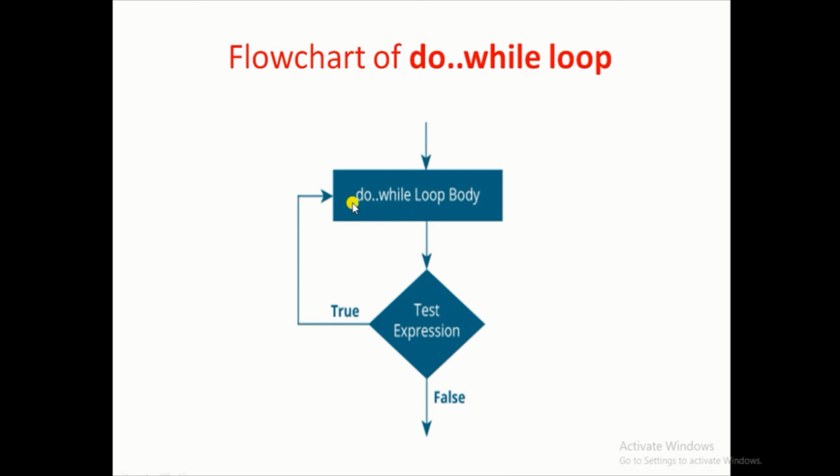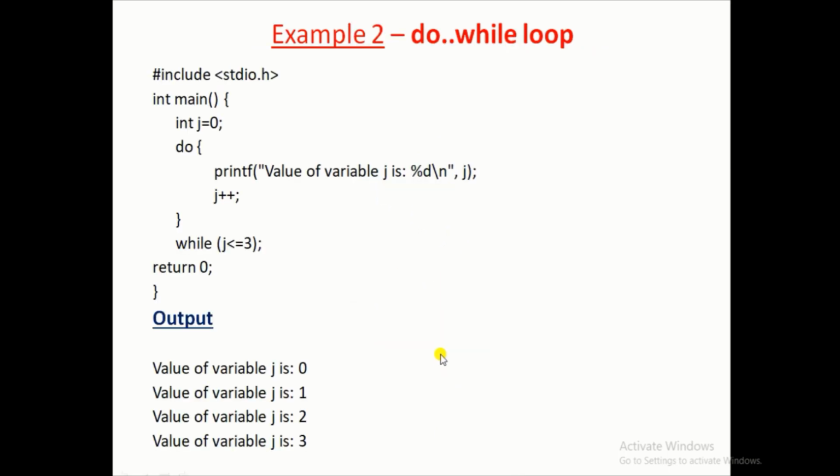At first, this is the body part, and it does the first job, then it checks the condition or test expression. If it is true, then it executes the body of the do part another time, and if it is false, then it comes out of this loop. So let's see how this loop actually works.